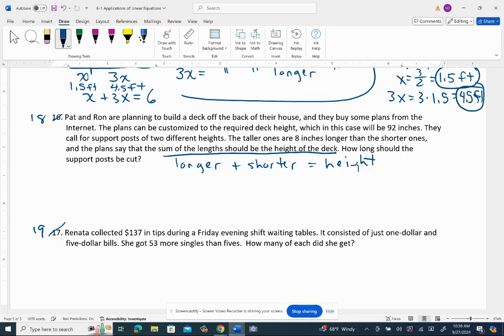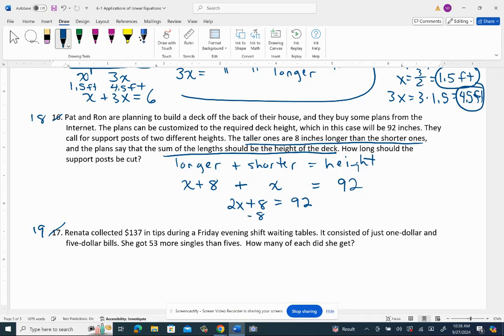Okay. So if I wind up letting the shorter one be x, and in this case, it would be in inches. So I'm going to let x represent the length of the shorter one. Then if I know the taller ones are 8 inches longer than the shorter, then I know the longer ones would be x plus 8. And I know the sum of these lengths should equal the height of the deck. So then my equation becomes 2x plus 8 would have to be 92.